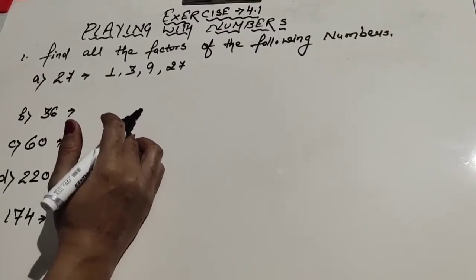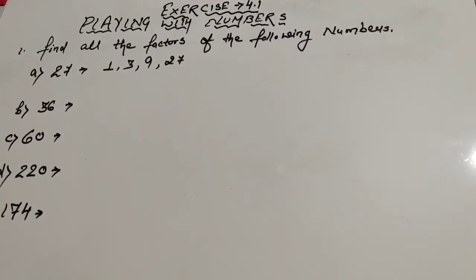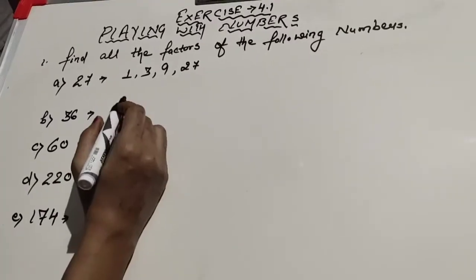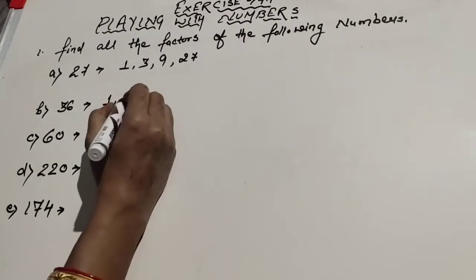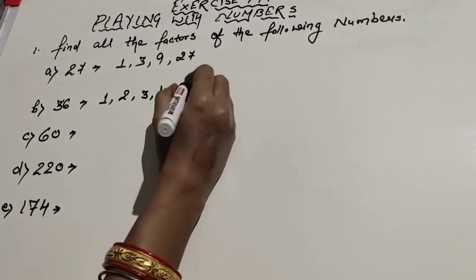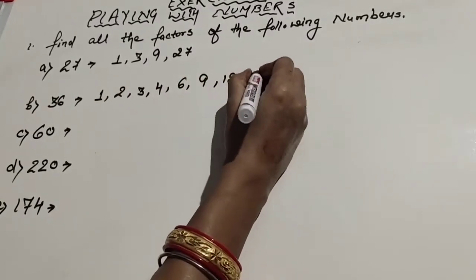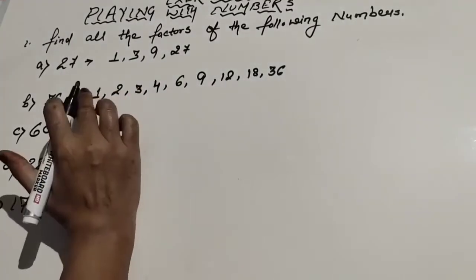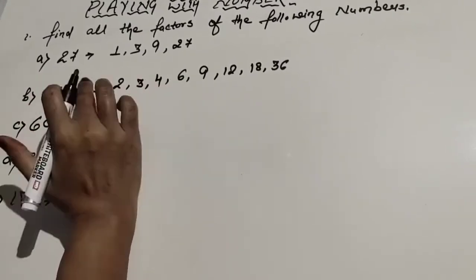So question B is given: find all the factors of the following numbers. 36 is given, so 1 is common, 2, 3, 4, 6, 9, 12, 18 and 36. These are the numbers by which 36 is divisible. You know that these are the factors of 36.